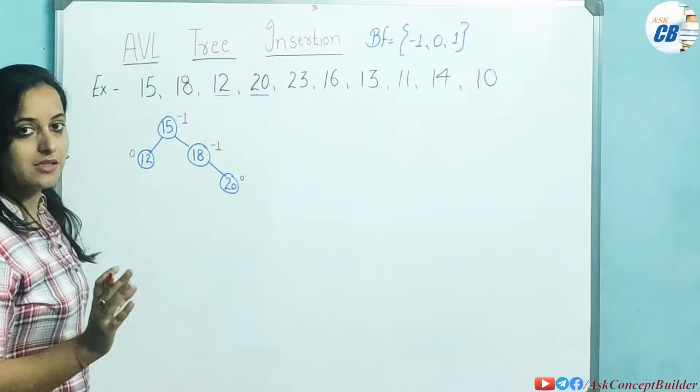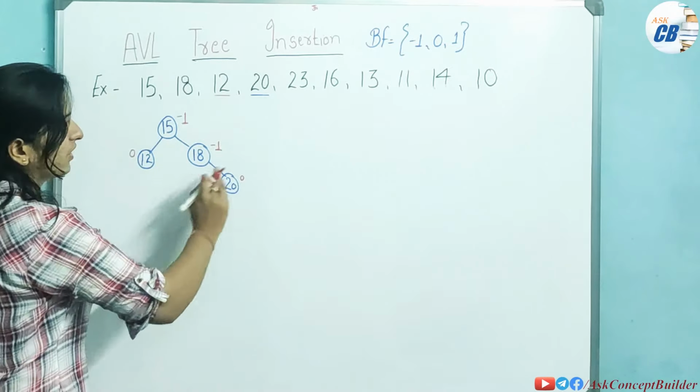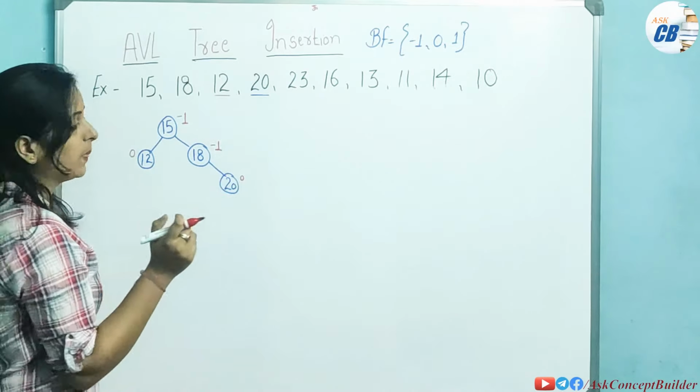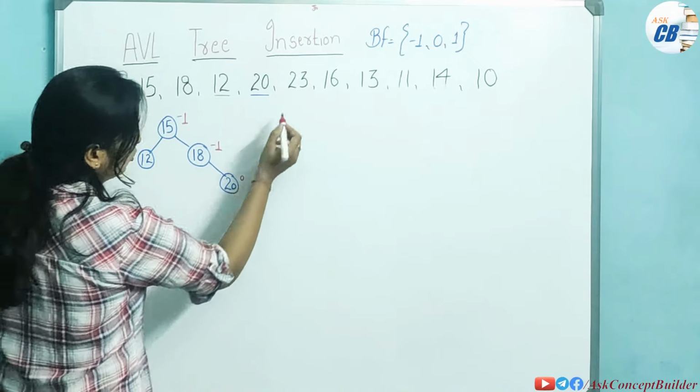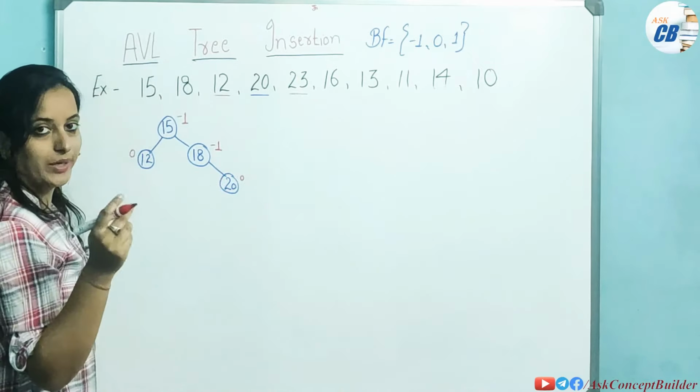Again your tree is balanced now. All the balance factors are within your range. Now we will insert the next node, 23. So now where will 23 come?